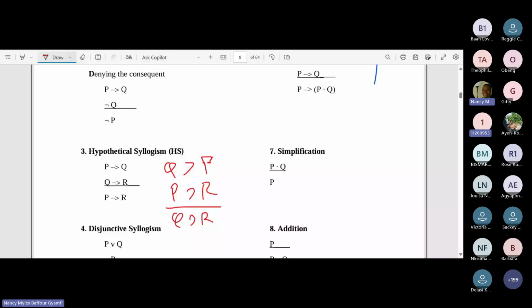I'm still going to do another hypothetical syllogism. Please keep watching. Don't lose track. R then S. R then K.